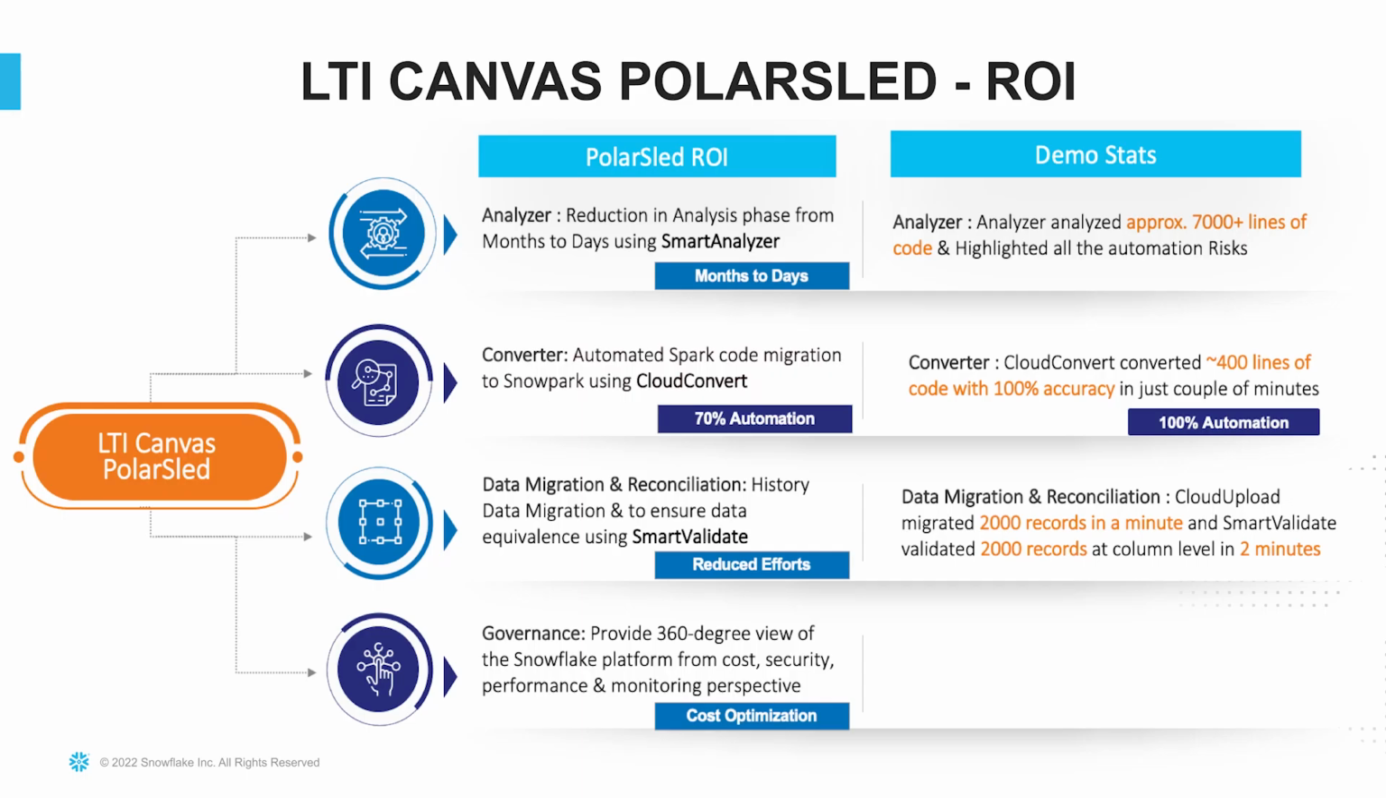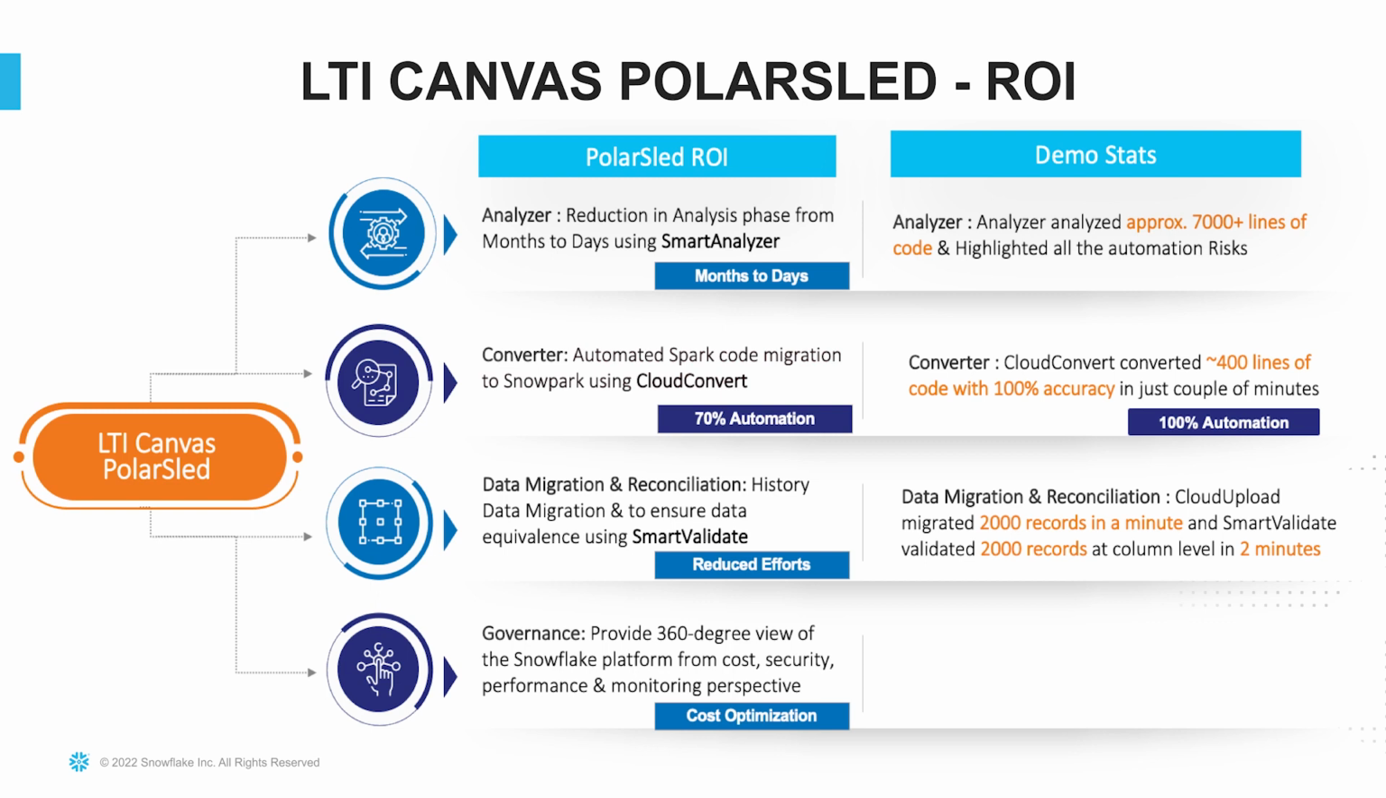now, LTI Canvas PolarSled. If you see here, the analyzer part gave us something like months to days of ROI, which is much faster than manually analyzing each and every code. At the same time, today we have analyzed around 7,000 plus lines of code and highlighted the automation risks there. Then for the code convert, we provide around 60 to 70% automation. But today we have converted 400 lines of code with 100% accuracy, and we have reduced the data migration and data reconciliation testing efforts using our data migration tool and Smart Validate.